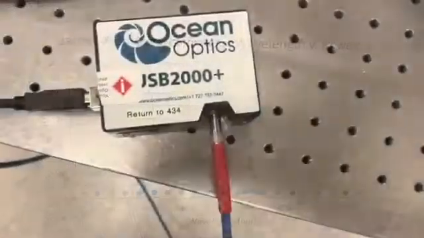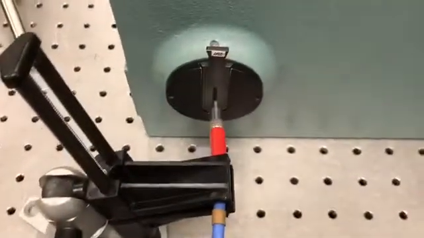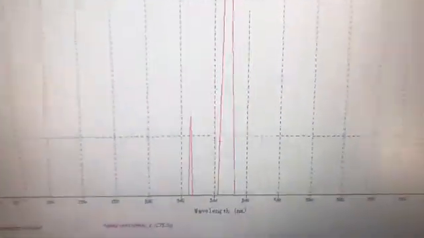Next, the resolution of the Ocean Optics spectrometer was found. Thus, its slit function was determined by using the Czerny-Turner monochromator and was found to be about 0.5 nanometer.